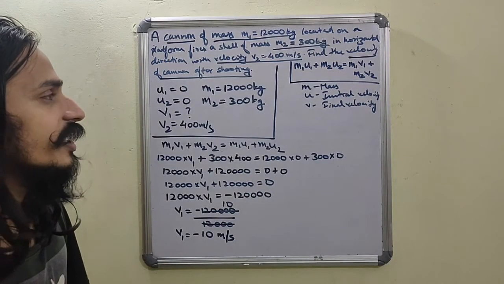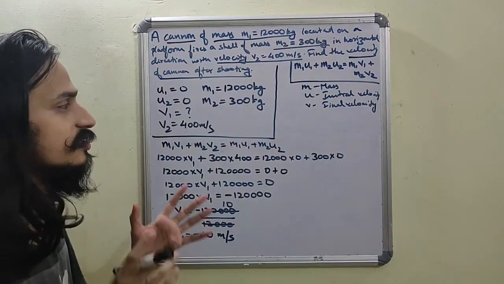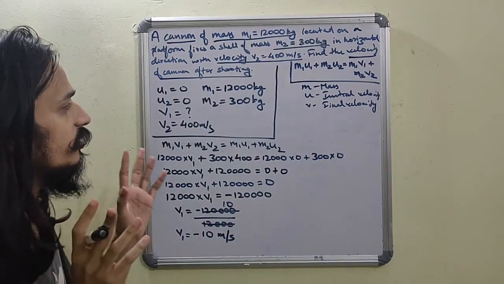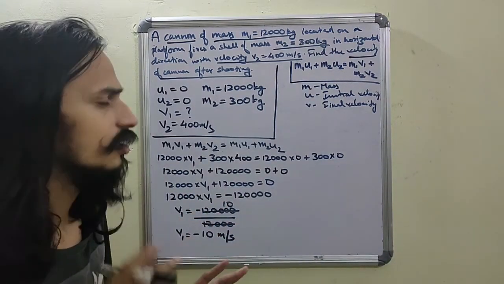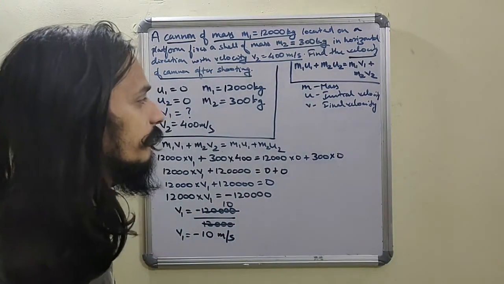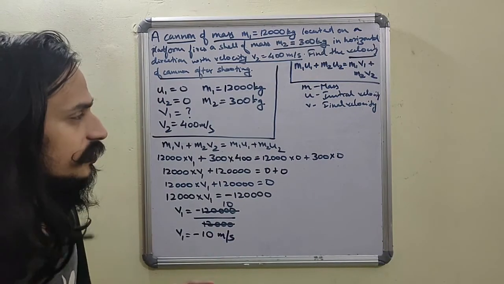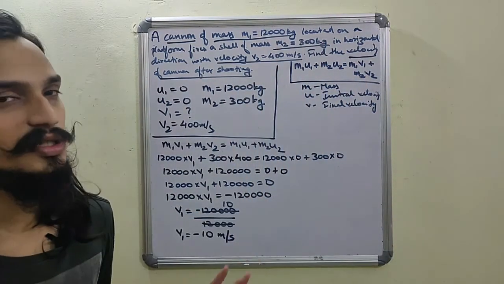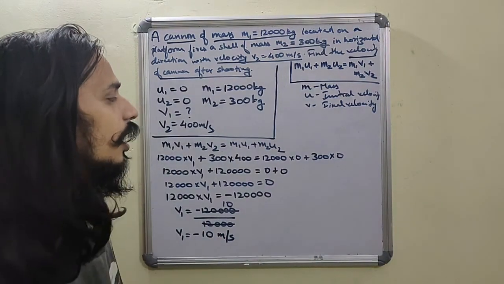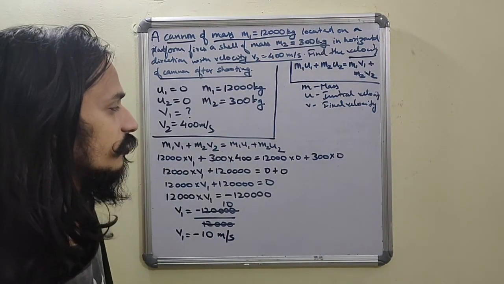Every time you get a question like this with guns shooting, it usually means the initial velocity is 0. Before shooting nothing is moving, so keep that in mind. It's a very simple sum, you just need to use the same formula wherever this type of question is there. Okay, so that's it for now.